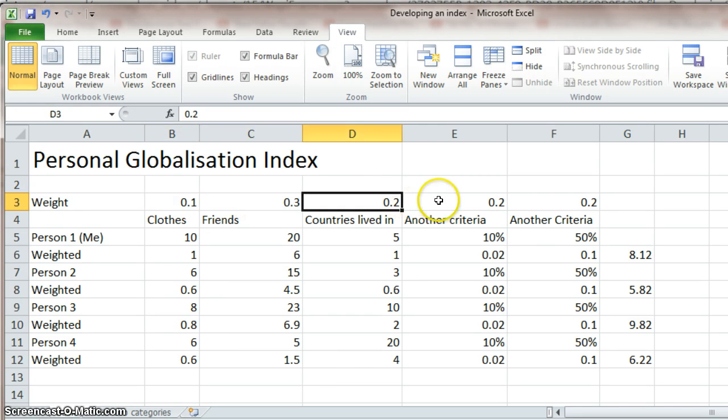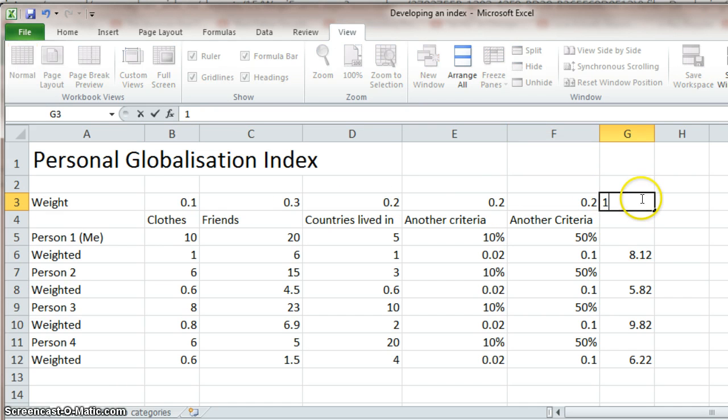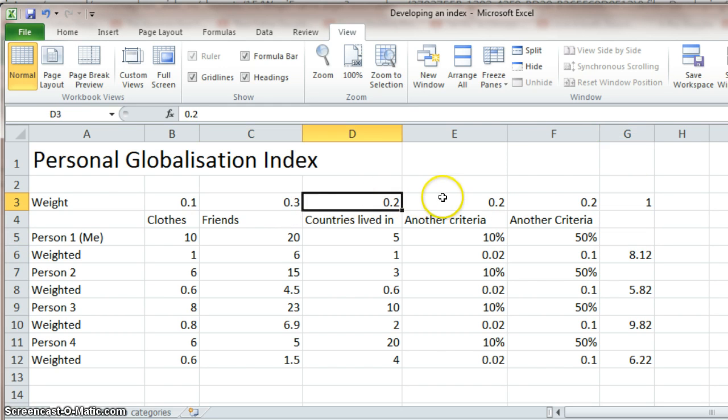So these are all the different weightings of the categories. If you notice, they all add up to 1. So they all equal 1. Okay, and again, you have to think about your weightings in terms of which are the most important criteria to show you how globalized you and your friends are compared to each other. And again, as long as you're consistent, these can be just individual numbers, or they could be a percentage depending what your criteria is and how you're working it out.